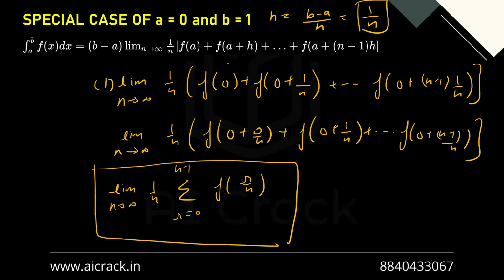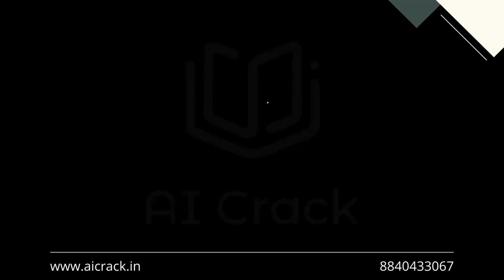So this summation series has become like this. But there is one problem over here. What we have done is we have taken a special case of a equals to 0 and b equals to 1 and found out this expression. But can we generalize this expression? Because there can be a case where a equals to 0 and b equals to 3, let's say. Okay. So let's try to understand that.